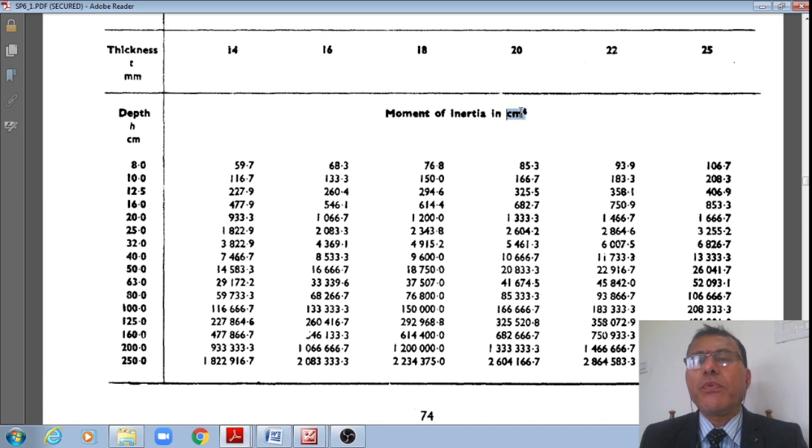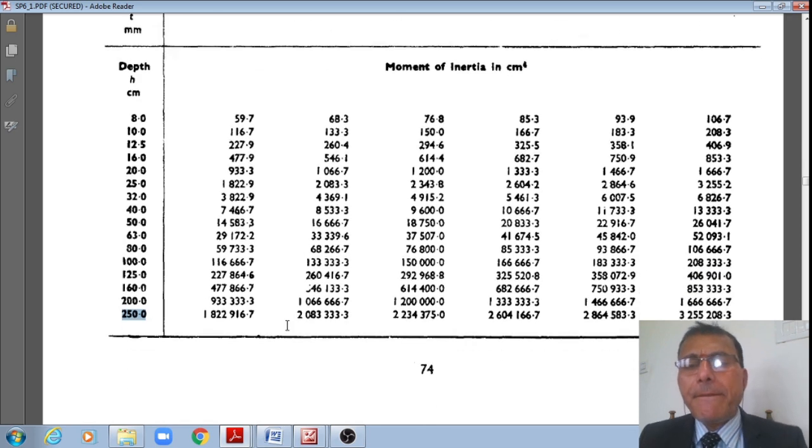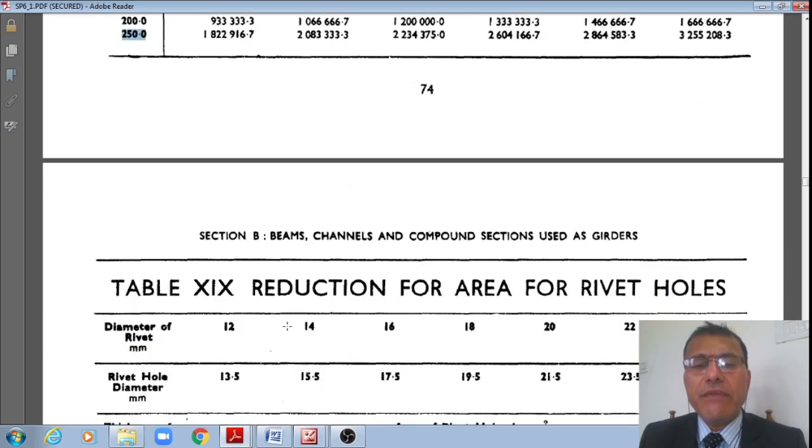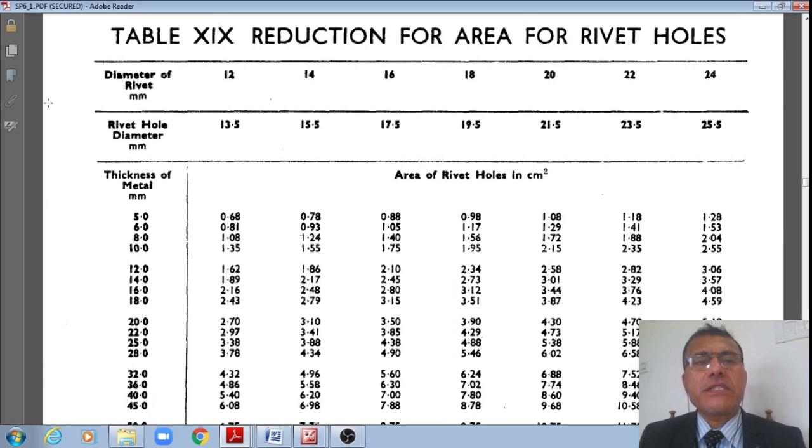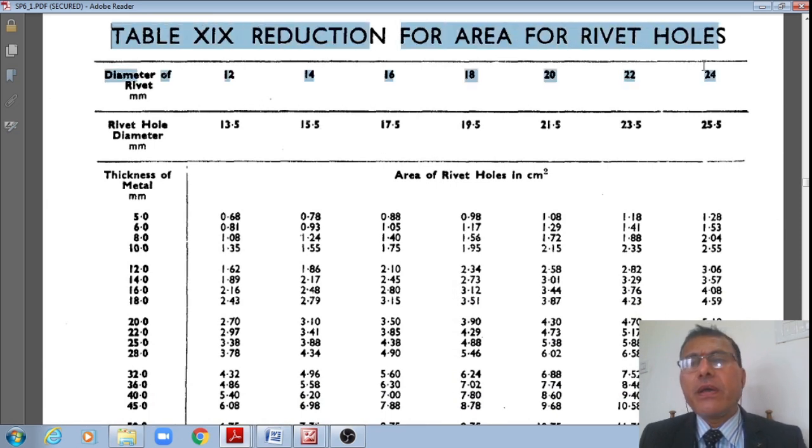3255208.3 centimeter to the power 4, right? These are generally used for welded plate girder sections. That is how the moment of inertia of the web plate only is obtained. And the next table is that of the table 19, student, which furnishes the reduction for area for rivet holes.